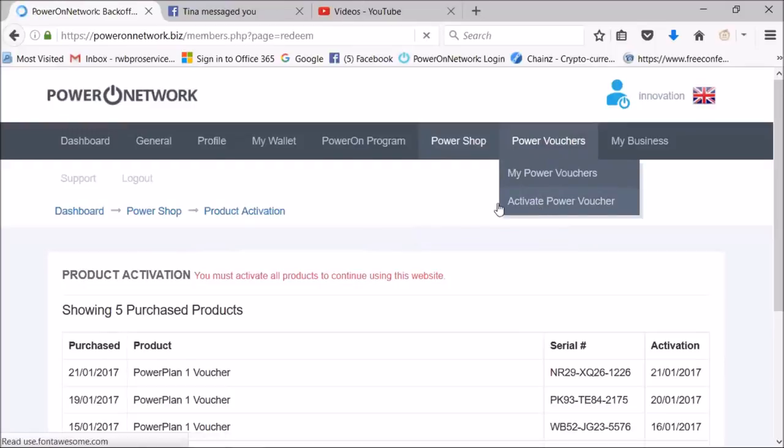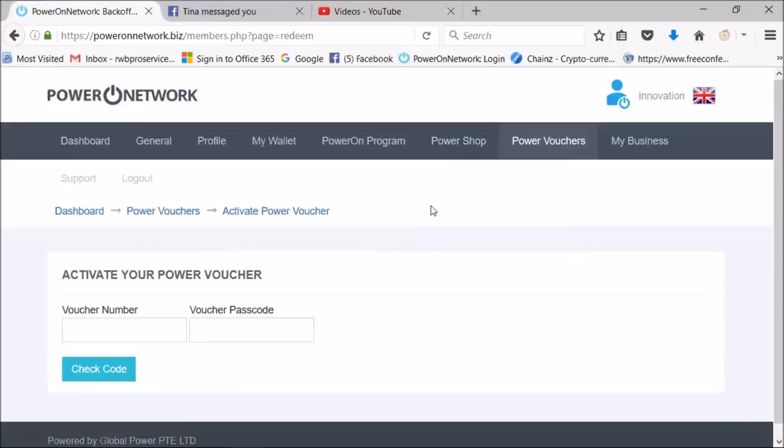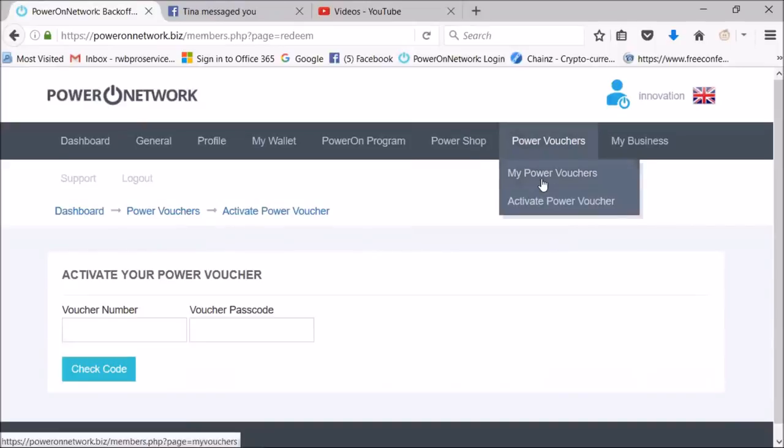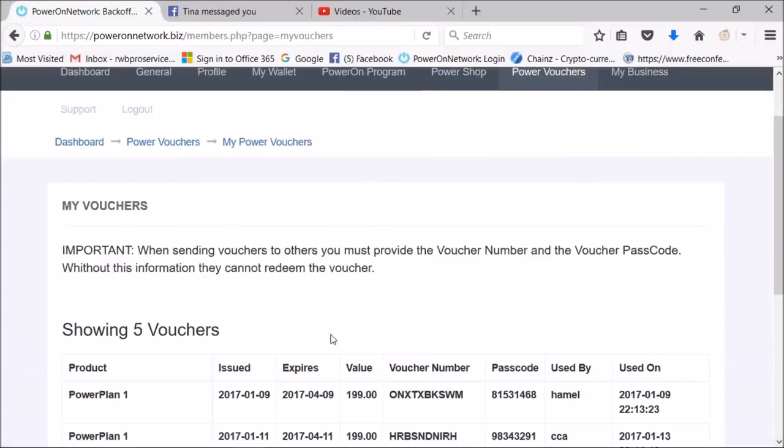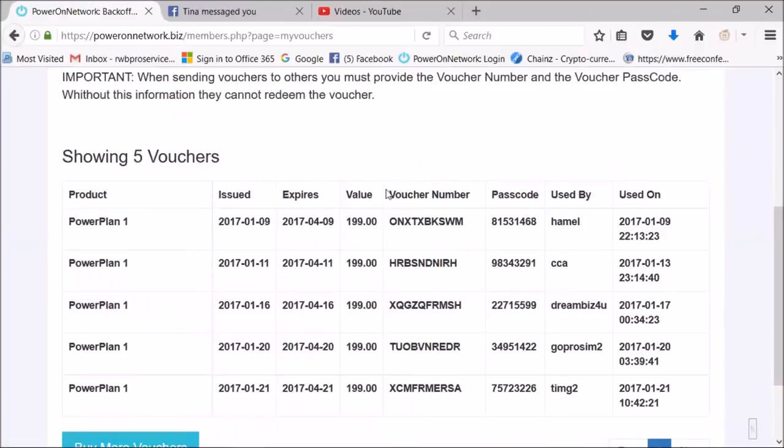So here, activate power voucher. So if I go under that, you're going to see, actually, my power vouchers. I'm going to show this to you. That's how you would activate the power voucher here. You would put in the 10 capital letters and then the numbers to the right. So voucher number, as you can see, these are the ones that I've already activated. Somebody already purchased them, so you can't use these in any way, shape, or form. So the voucher number, I don't know why they put number here because it's letters. There's 10 capital letters. And then the passcode, which is a part of that voucher, is 8 numbers.